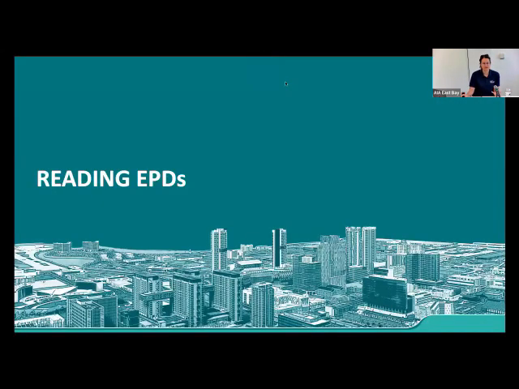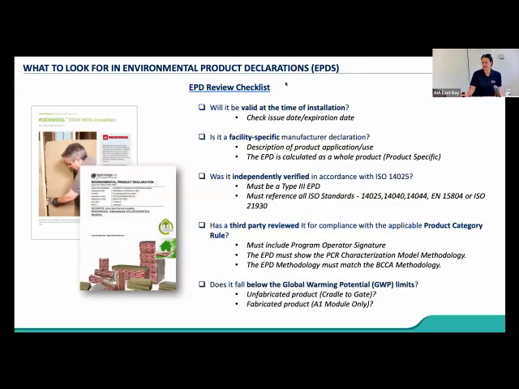I wanted to start by talking about how to read an environmental product declaration. If you're not familiar with an environmental product declaration, it's basically a nutrition label for the embodied carbon of a product. And there are a lot of things that we need to look for when we're looking at these EPDs to determine compliance with Buy Clean California.